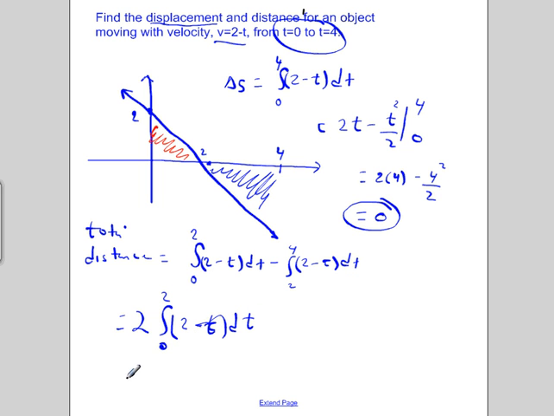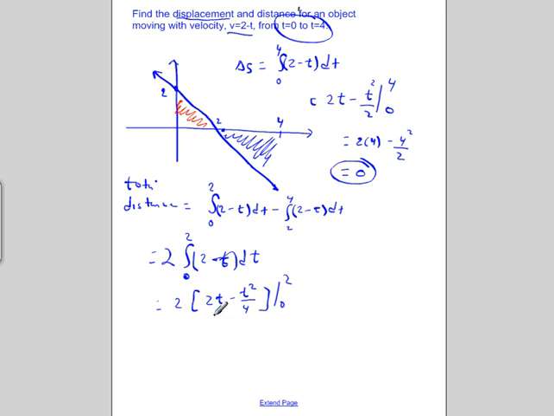And we take the antiderivative, so we get 2 times 2t minus t squared over 2, from 0 to 2, and plug in. So 2 times 2 times 2 minus 2 squared over 4. And this equals 6. So that's the total distance that I traveled, which means this had an area of 3 and this had an area of 3.